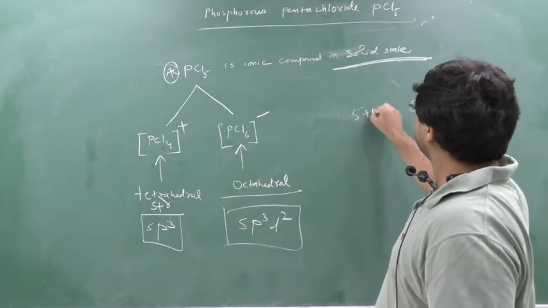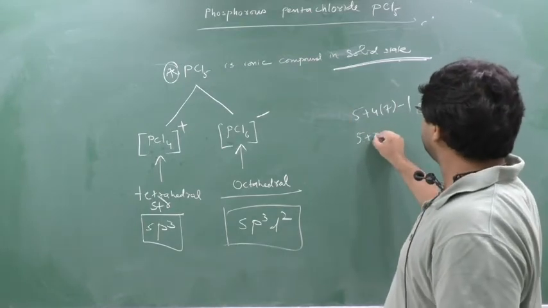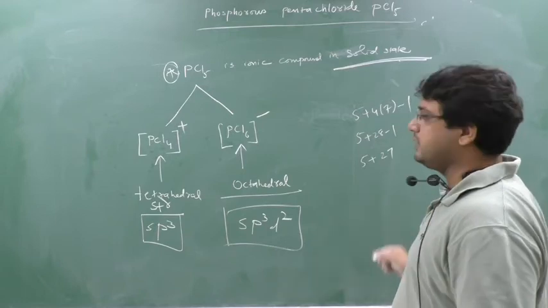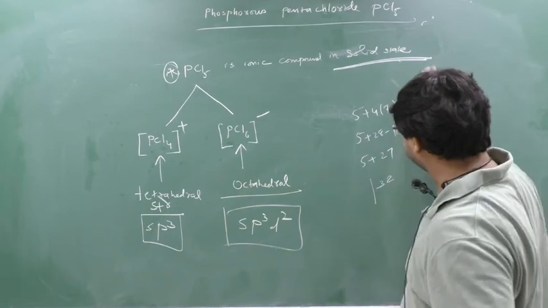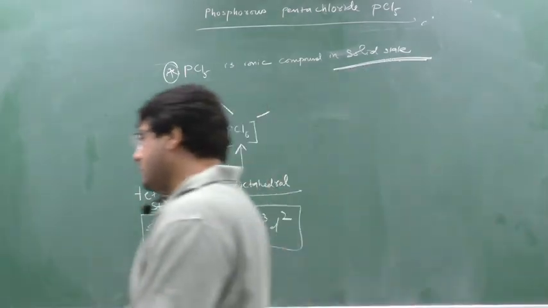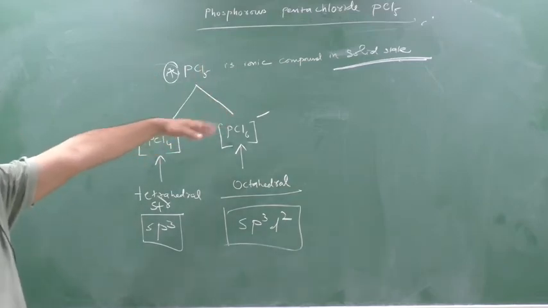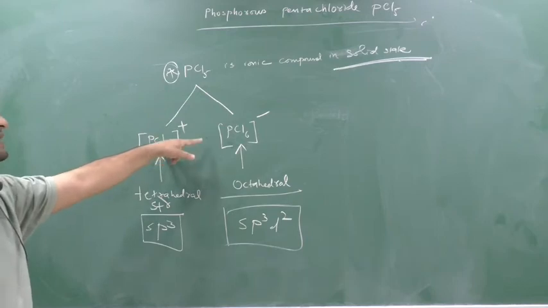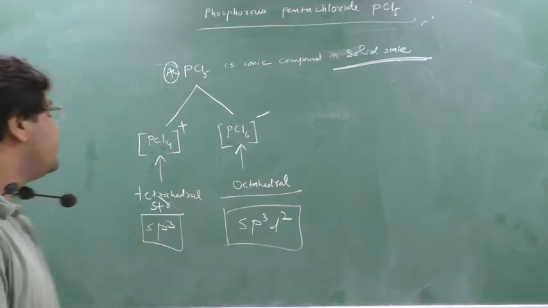5 plus 4 into 7, minus 1 because of the plus. So 5 plus 28 minus 1, so 5 plus 27, 32. So 8, yes, sp3 hybridization. Clear? This part? So PCl5 is an ionic compound in solid state. It will exist in 2 ion forms, that is PCl4 plus and PCl6 minus. By seeing this number, you can remember the structures. 4 means tetrahedral and 6 means octahedral. The hybridization is sp3 and sp3d2.